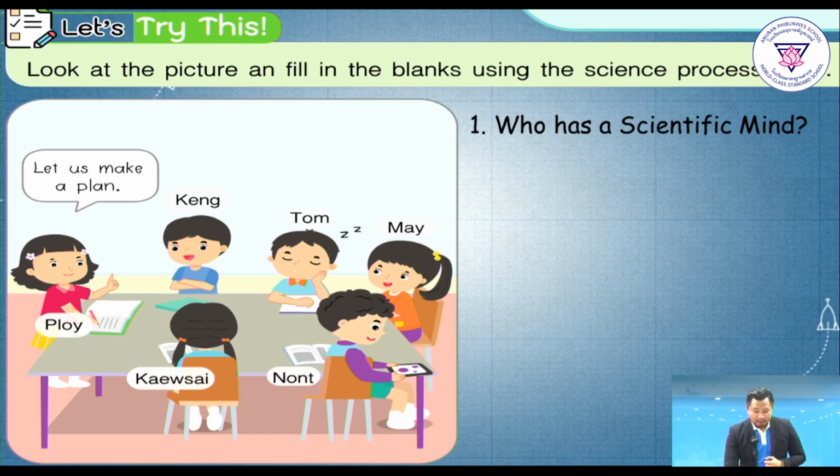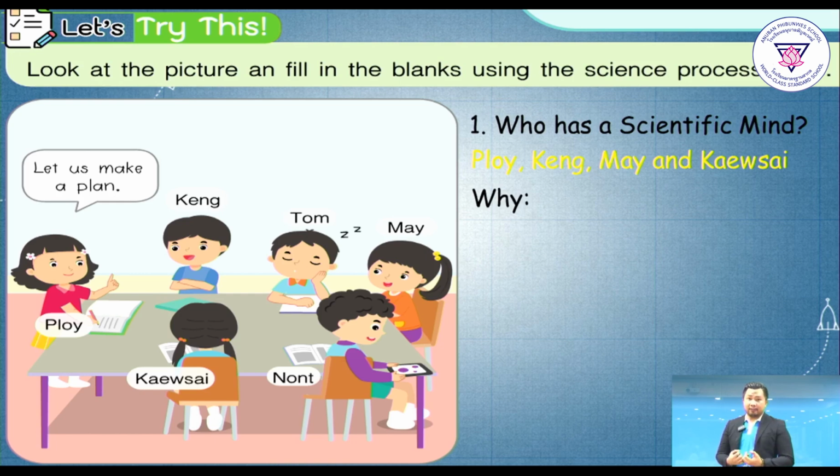Correct. They are Ploy, Keng, May, and Kausai. Question: why? Why do they have a scientific mind? Because they pay attention and work together. They work together as a team.